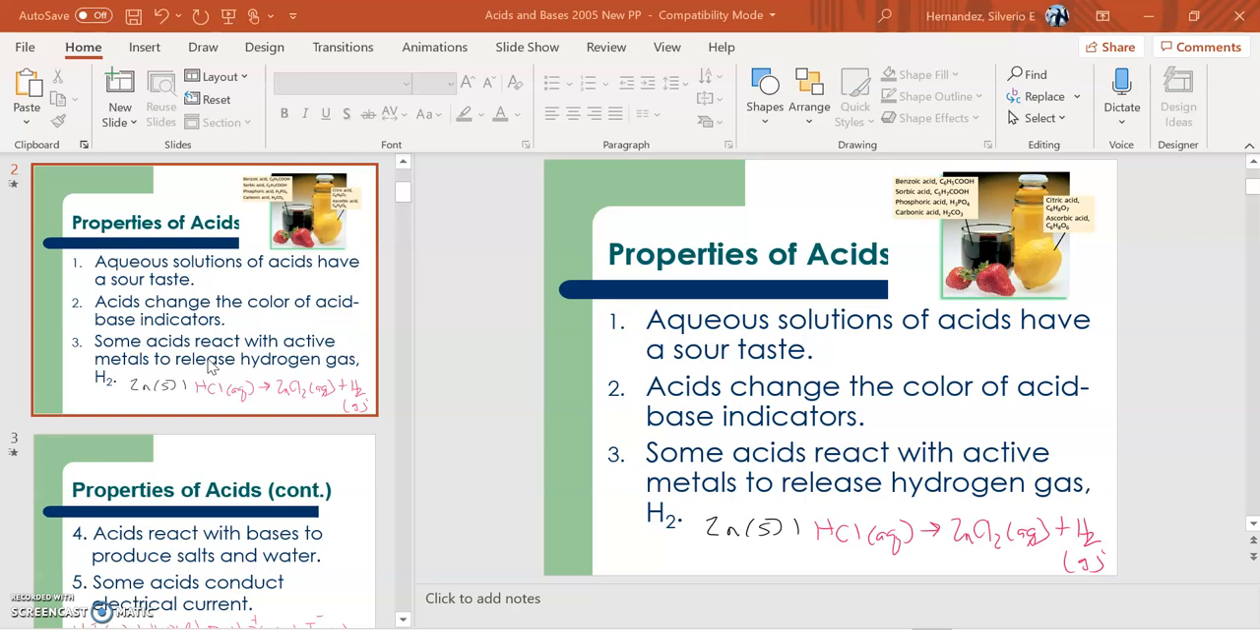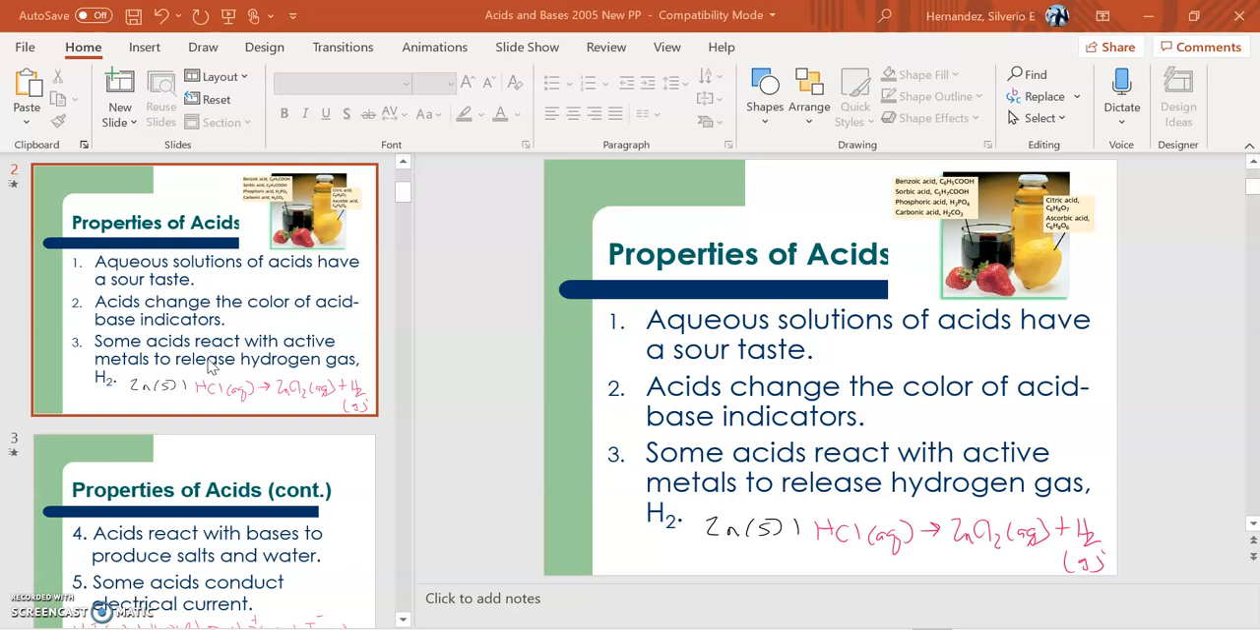Number three, acids react with metals to produce hydrogen gas. And this goes back to one of the lessons where I talked to you about the activity series. So if the metal is more reactive than the hydrogen that's bonded to the chlorine, as in this example, and we did this one in class, it will replace it. So the zinc is more reactive, replaces the hydrogen.